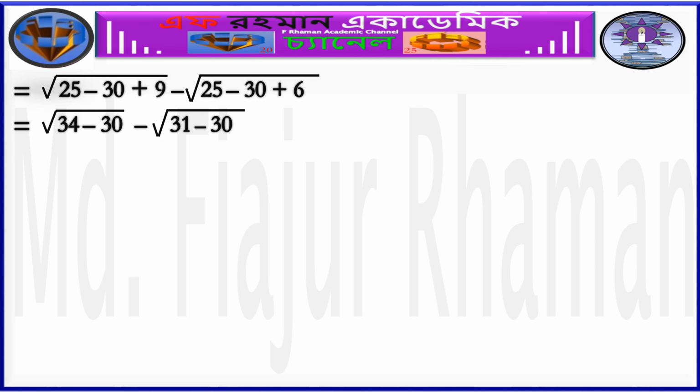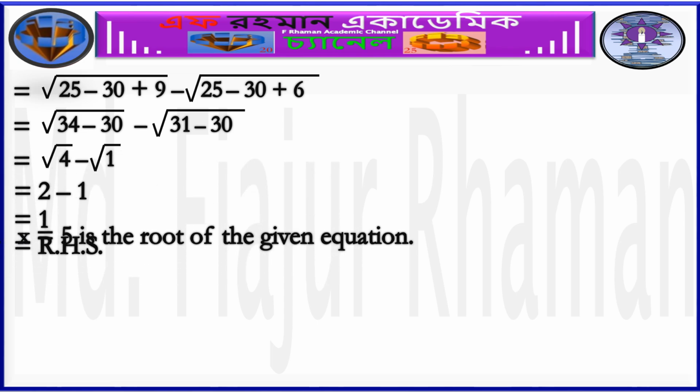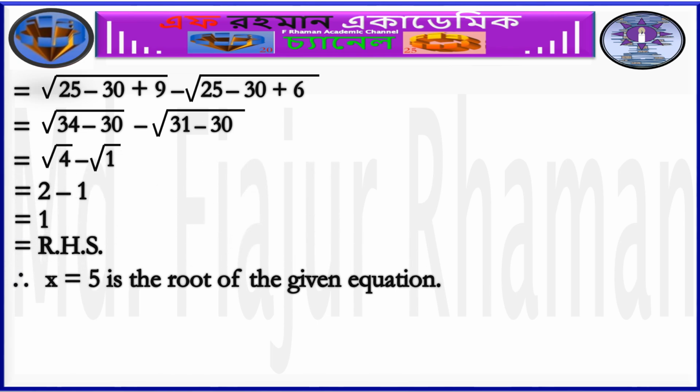25 plus 9 is equal to 34. 25 plus 6 is equal to 31. Which is equal to square root of 4 minus square root of 1, which is equal to 2 minus 1, which is equal to 1, which is equal to right hand side. Therefore, x is equal to 5 is the root of the given equation. Therefore, required solution x is equal to 1, 5.